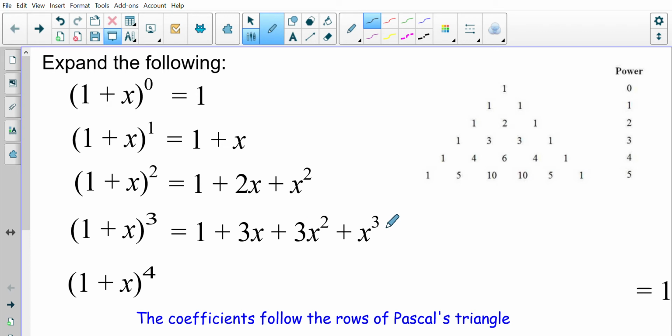So if I want to expand 1 plus x to the 4, I can get my coefficients from row 4 and just increase powers of x. So I'd have 1 plus 4x plus 6x squared plus 4x cubed plus x to the 4. So a much quicker way of expanding.